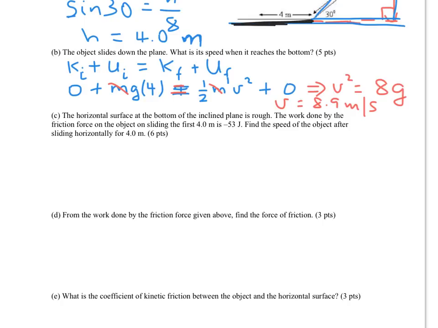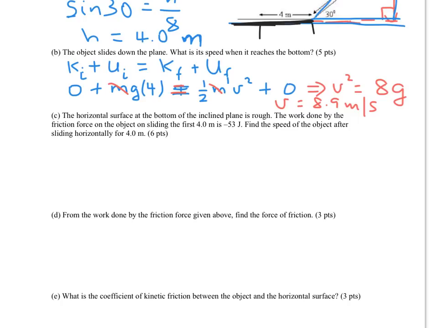All right, it's no longer smooth. It tells you that the work done by the friction force on the object on sliding the first 4 meters is minus 53 joules. So you slide this distance. In sliding 4 meters, the work is minus 53 joules. Find the speed of the object after sliding horizontally for 4 meters.